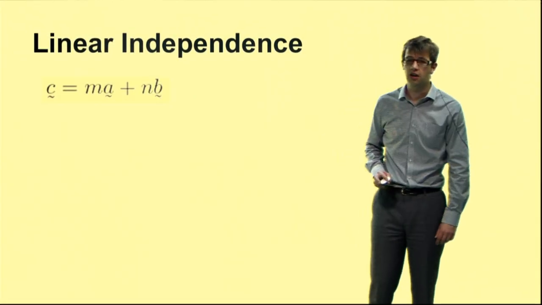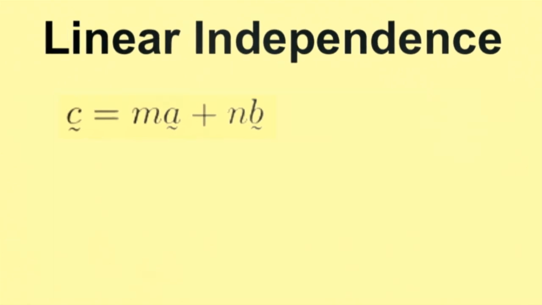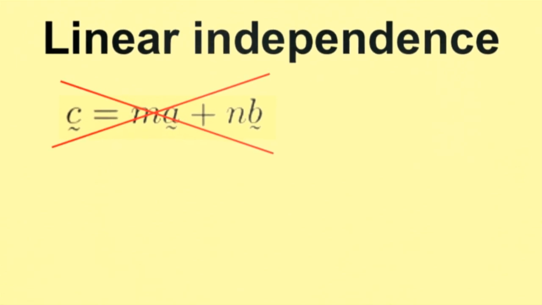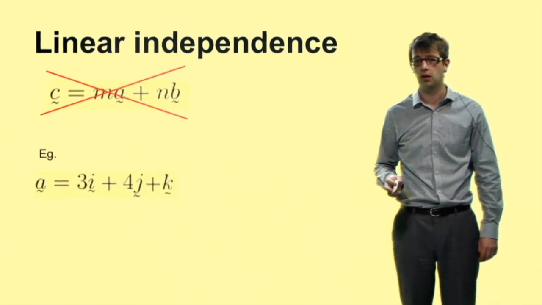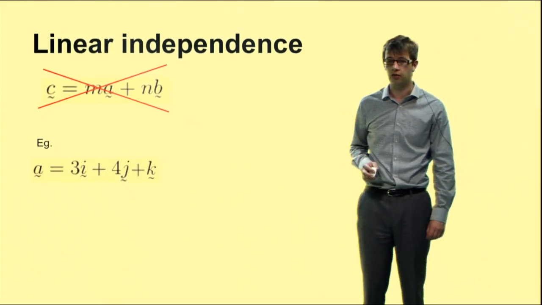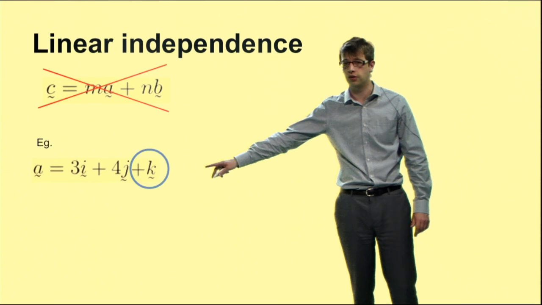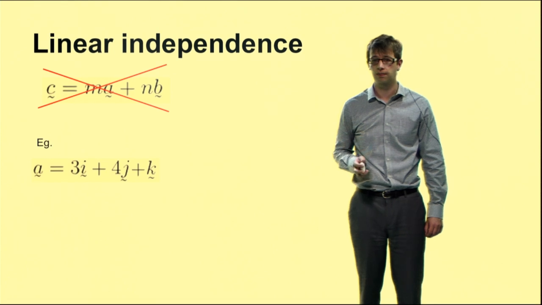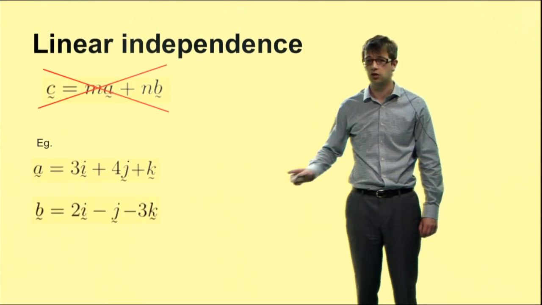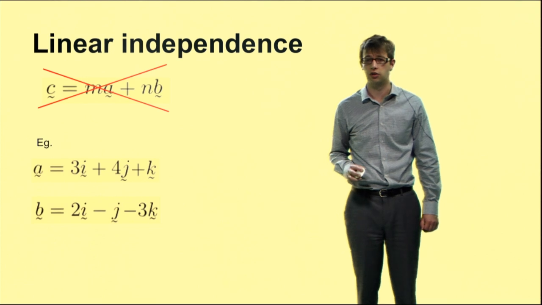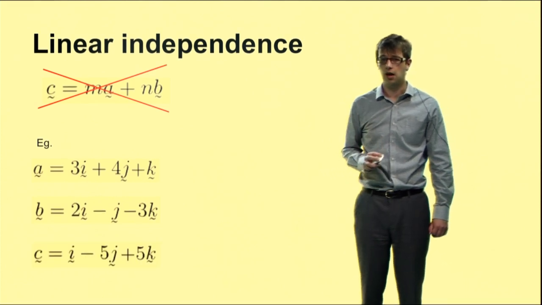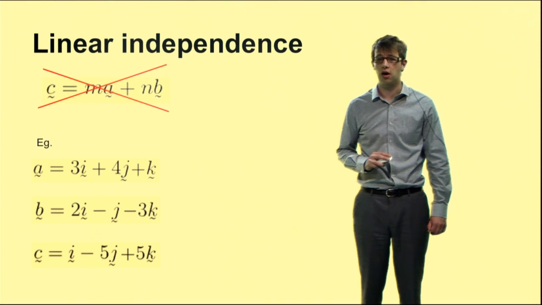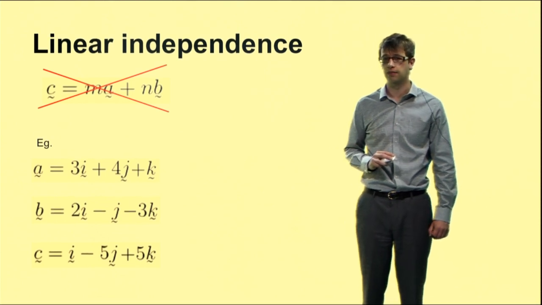Linear independence just means when a set of vectors are not linearly dependent. So if you can prove that they're not linearly dependent, then they are linearly independent. An example of this might be if we've got a 3D vector like here. Notice we've got the k vector as well. So 3i plus 4j plus k for vector A, vector B, 2i minus j minus 3k, and vector C, i minus 5j plus 5k.